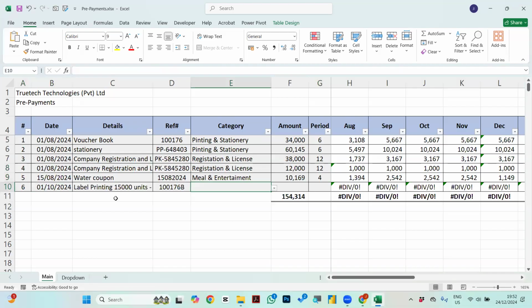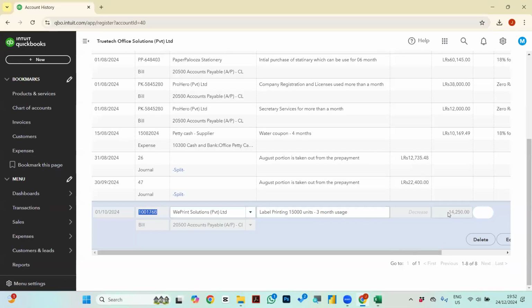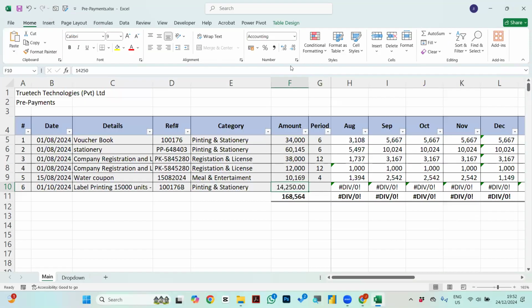Label printing. So this is usually for the printers and all, there's a pricing label, right? This is the pricing label. So we can record it as printing and stationery. How much did you spend for this? 14,250. We spent 14,250.